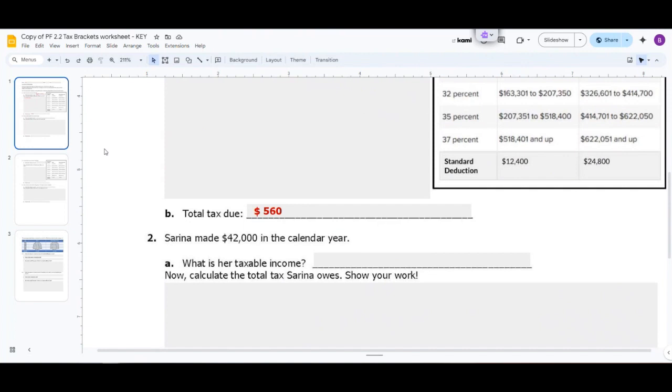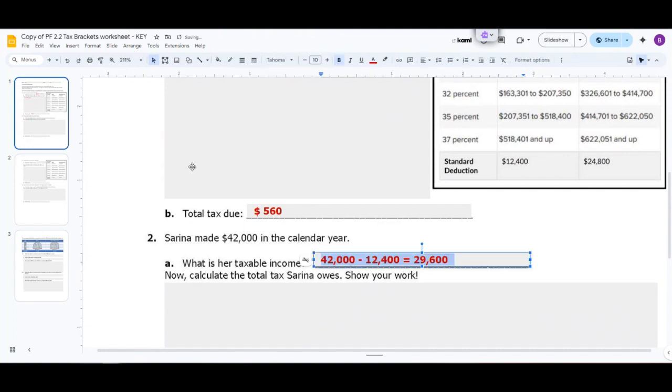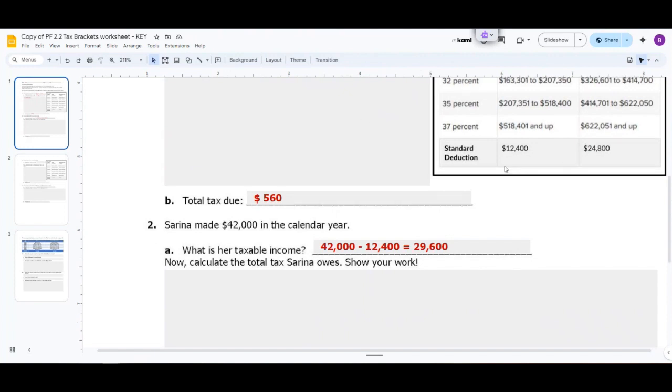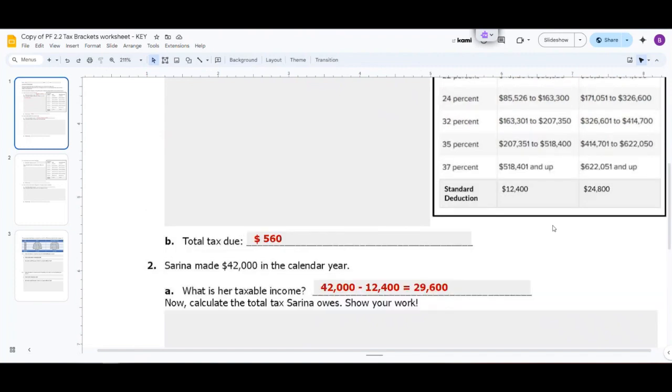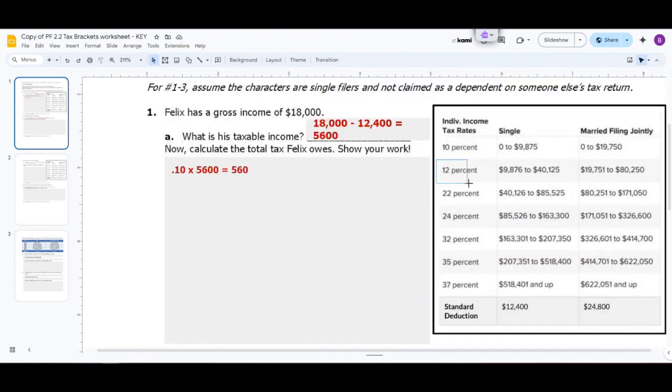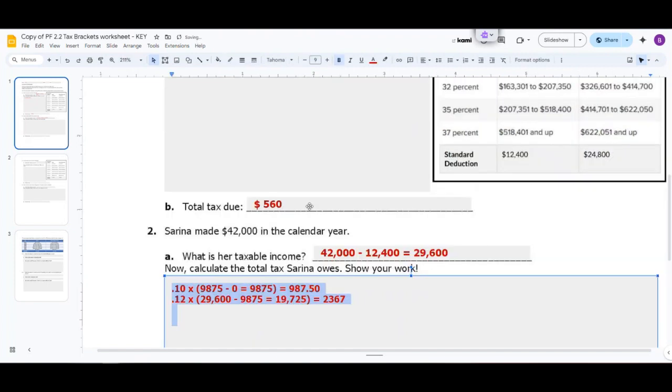Number 2, Serena made 42,000 in the calendar year. What is her taxable income? Okay, so she is going to have 42,000 again, minus the standard deduction of 12,400 is 29,600. All right, now calculate the total tax that she owes. So that 29,600 is going to fall here into the 12% bracket. So she's going to fill up that entire first bracket of 10%, and then the remaining dollars are going to go into the 12% bracket.